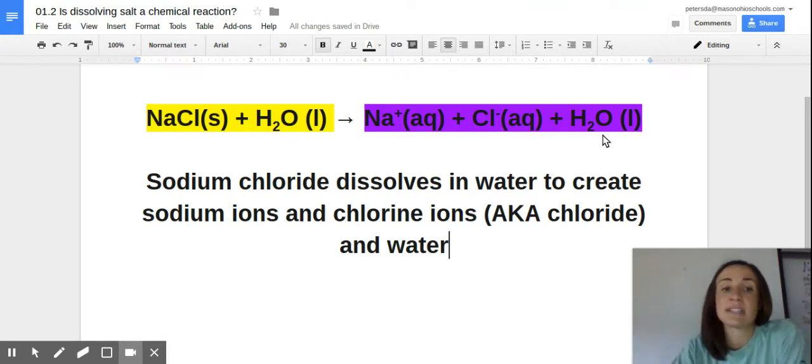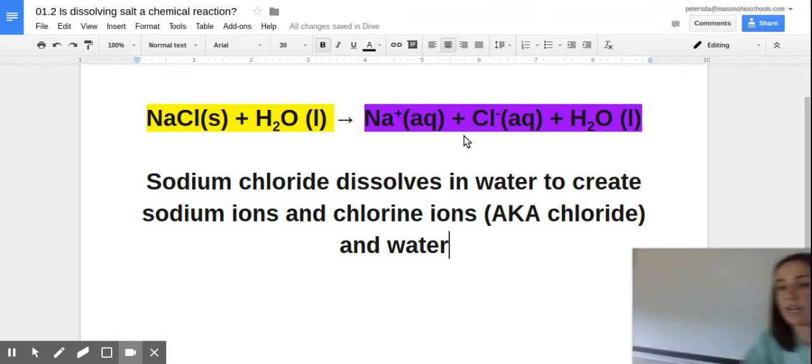That equation is different from what we have over here. Yes, the water is the same, but sodium chloride is not the same thing as sodium ions and chloride ions. This is bonded, this is not. So we've broken a bond, and that's part of the idea of chemical reactions. If you break a bond, you are going to have a completely different substance. So I'm going to show you this reaction right now.